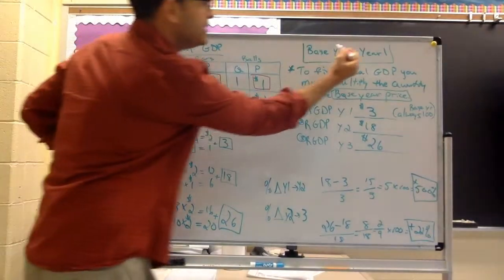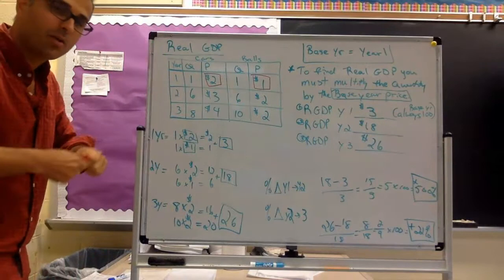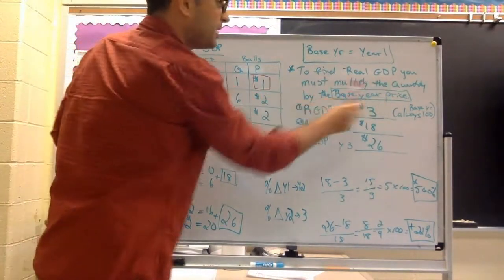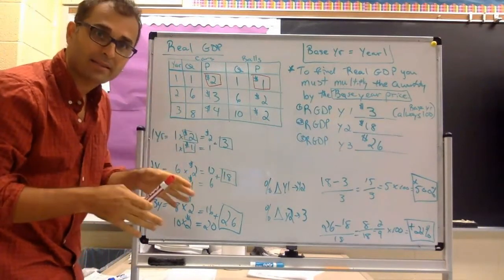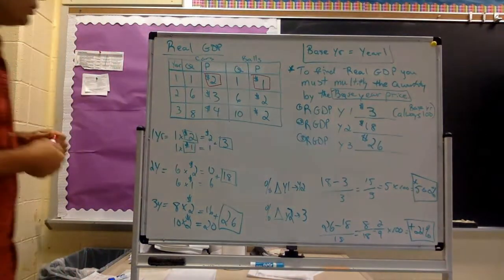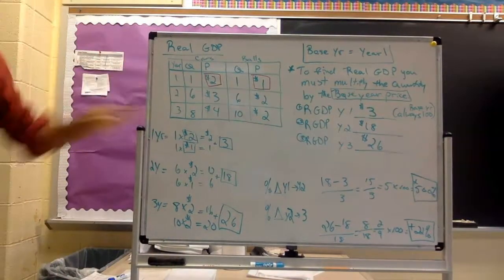Okay? Base year, you have to look at what's called a base year to find it. In other words, what's our base year? So to find the real GDP, you must multiply the quantity times the base year price. The new quantity times the base year price. So what do I mean? So let's find the real GDP for year 1. I've already found the answer, but I'm going to show you how I did it.